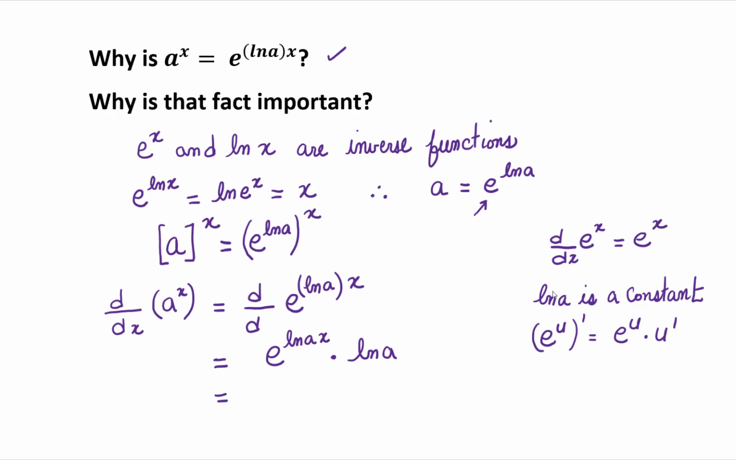e to the ln a x is equal to a to the x. Therefore, we're going to have a to the x times ln a. Now, in most books, ln a will be written first, so we see that the derivative of a to the x is equal to ln a, between parentheses, times a to the x, and this is known as a formula.